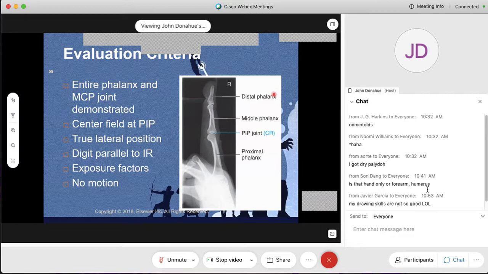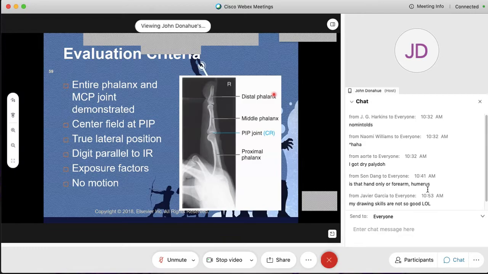We acquire that true lateral by putting that finger in the correct position, getting as close to that IR as possible, making sure it's isolated, not bending, not moving. Can be a challenge depending on the type of patient you have, but be available to assist them if they need that assistance to keep their finger still. Digit must be parallel to the IR, and of course centered to the IR, like we just talked about. Make it as central to that IR as possible. That's going to raise the quality of your x-rays. Small exposure factors, very small collimation field, collimate down to that one finger, and no motion.